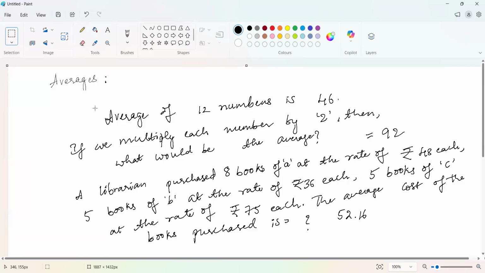All of you got the answer? You just add the total price here. 8 into 48 plus 5 into 36 plus 5 into 75, divided by 8 plus 5 plus 5. You should be getting, I think, 939. 939 divided by 18.